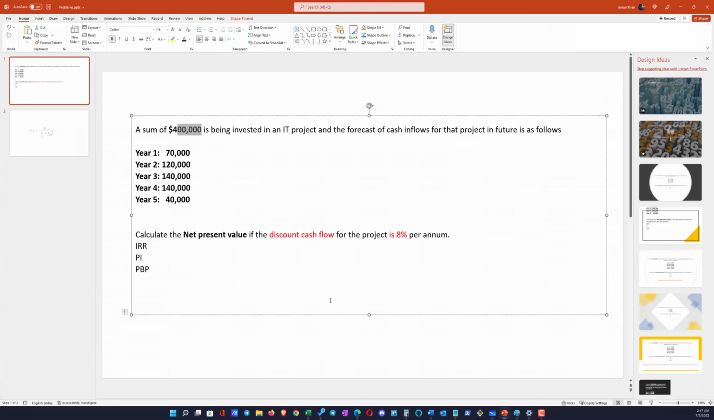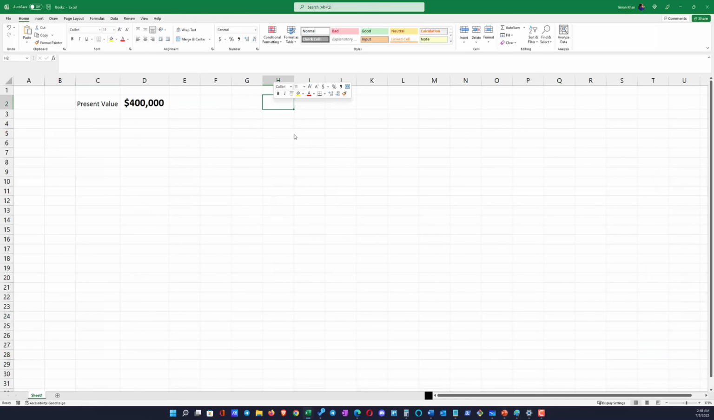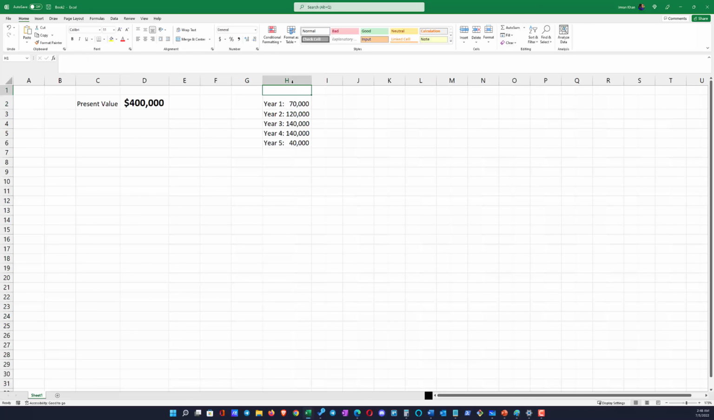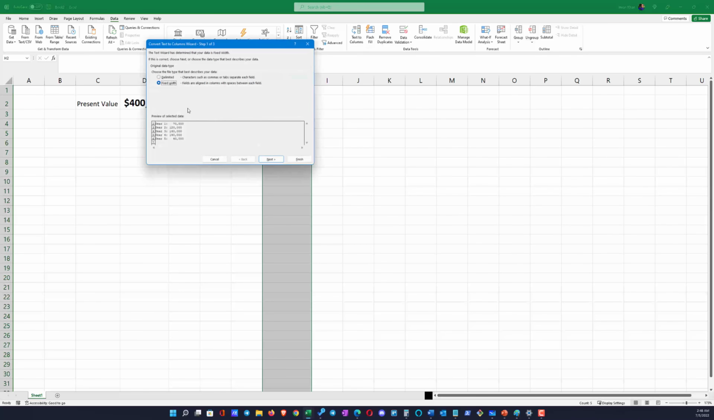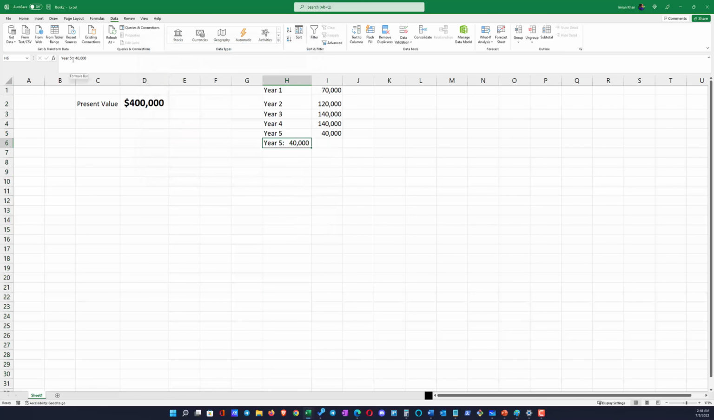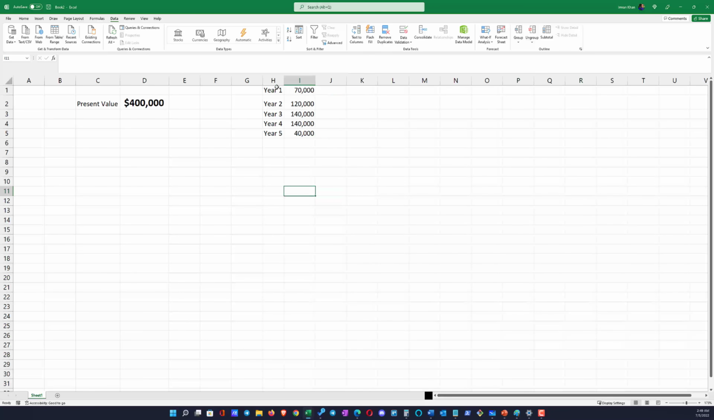And the amounts are given. I'll just copy it here. Let me do a split. You go to the data tab and then do a text to column. I'll select delimited. For some reason it didn't copy, but that's okay. I'll just do it manually. So we have year 1, year 2, year 3, year 4, year 5. I'm just copying it here.